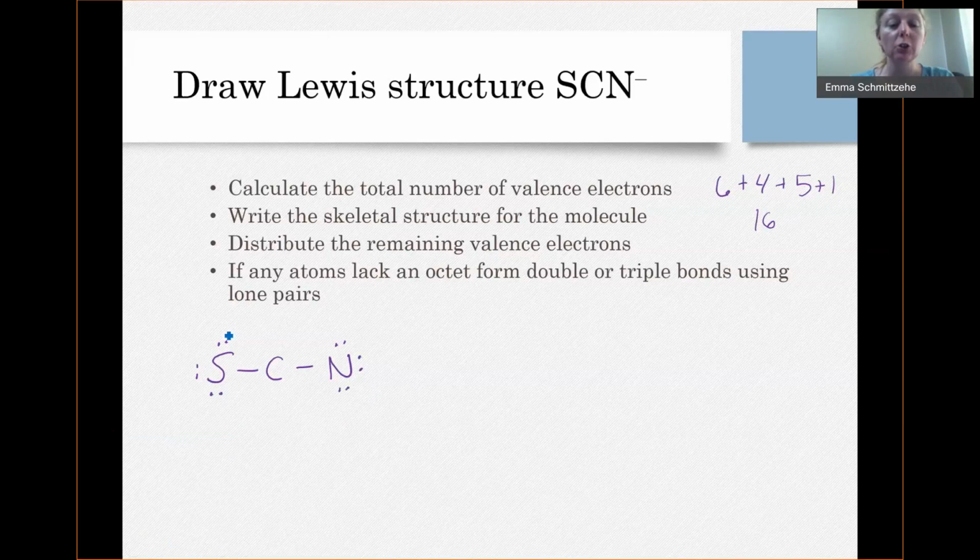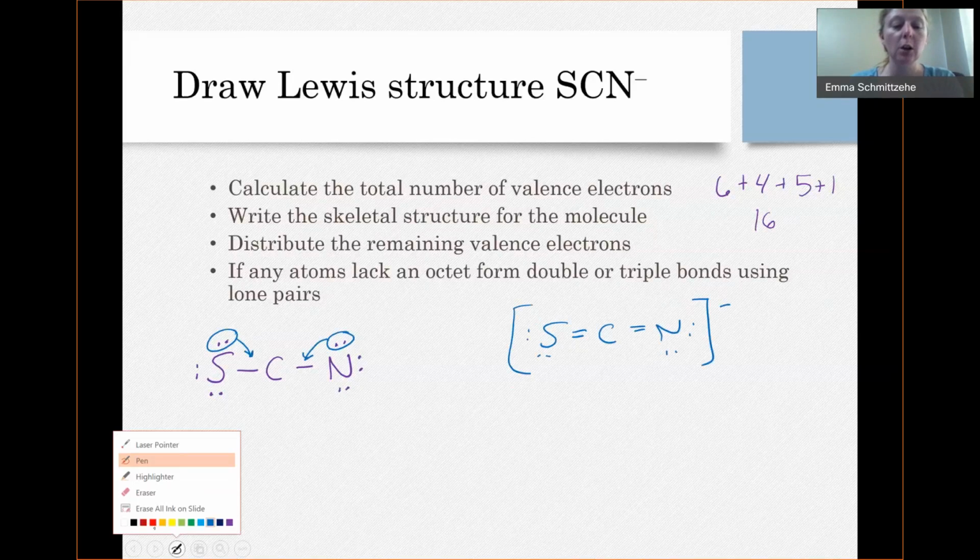That means we really have multiple options. I could share 2 from each side. If I shared 2 from each side, I would have sulfur double bonded to carbon, double bonded to nitrogen, and I would still have 2 lone pairs on each of those. That's 16 electrons, everything has an octet, and I would put my charge of minus on there. So that's one option.